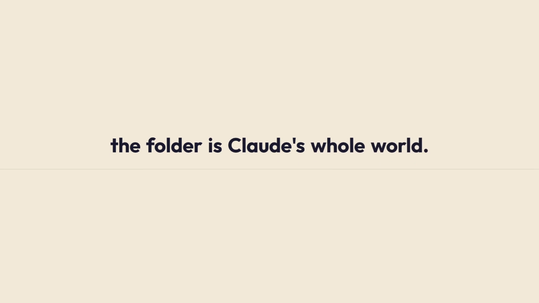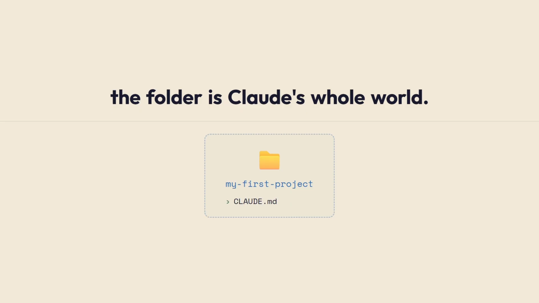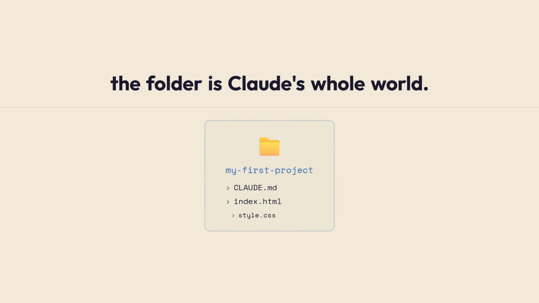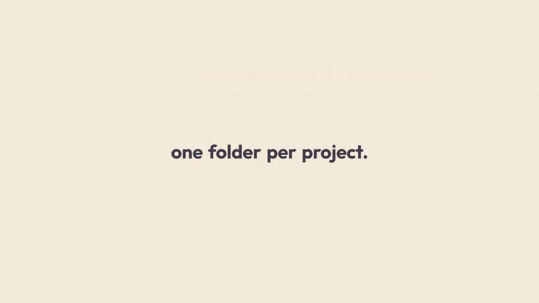When you start Claude Code, you start it inside a folder, and that folder is its whole world. It can only see and work with the files inside it. So make one folder per project and start Claude from inside it. That keeps the work contained and pointed at the right files. Here's what that looks like.